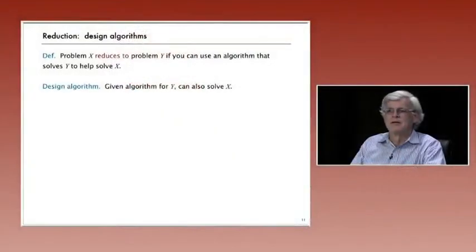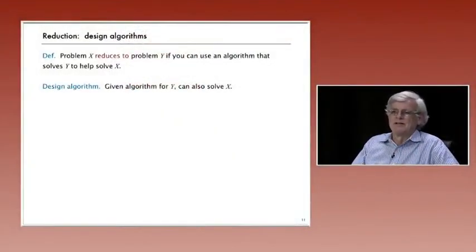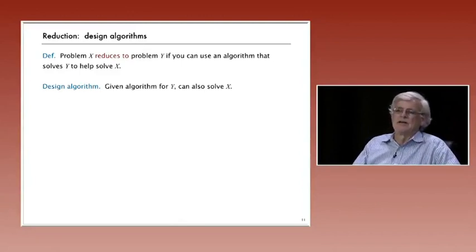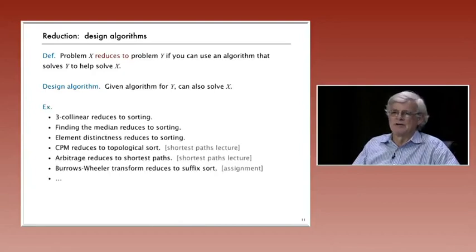Now we'll look at a couple of more interesting examples that show how useful reductions are for designing new algorithms. So again, that's the basic definition, and the implication of the definition is that in order to design an algorithm for a problem X, we can go ahead and use some existing algorithm for Y. And here's some of the many examples that we've already seen in this course.